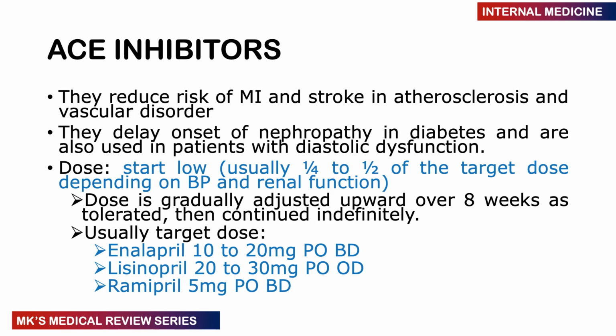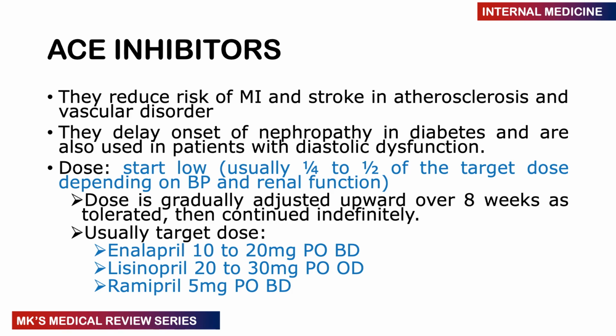So about a quarter to about a half of the target dose is what we're going to be starting. And this is going to be based on the BP of the patient, based on the renal function. If they're hypotensive, you want to avoid the ACE inhibitors. If the BP is low or borderline low or close to the lower side, then you want to start off with a smaller dose. If the BP is high, you want to start off with a higher dose. So generally, the dose is going to be adjusted upwards over 8 weeks as tolerated. And enalapril is going to be given at 10 to 20 milligrams orally twice a day, lisinopril 20 to 30 milligrams once a day, and ramipril 5 milligrams twice a day.